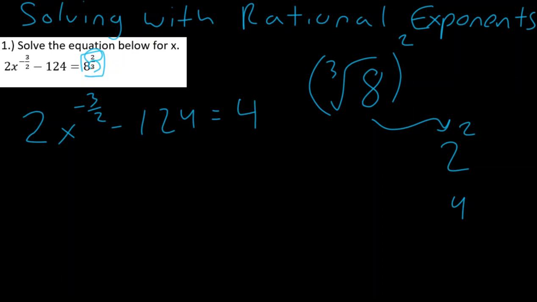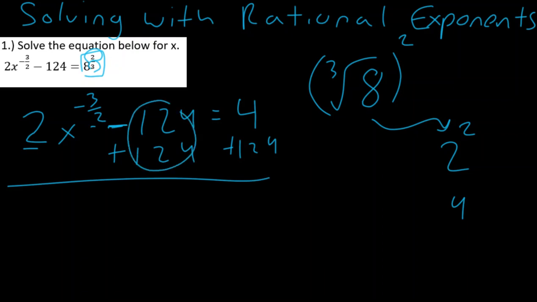From here, we can go ahead and begin solving. What do you want to get rid of first? Do you want to get rid of the 2, the exponent, the negative 3 over 2, or the minus 124? Well, we always want to get rid of our addition or subtraction first, and so in this case, since we are subtracting 124, we can get rid of that by adding 124, so plus 124. At this point, that zeroes out, and we have 2x to the negative 3 over 2 is equal to 4 plus 124 is, of course, 128.